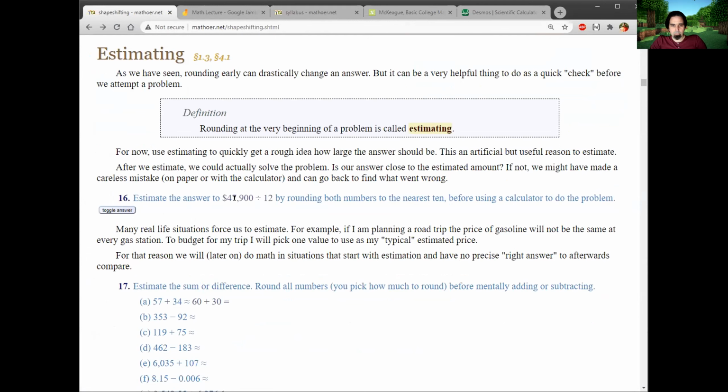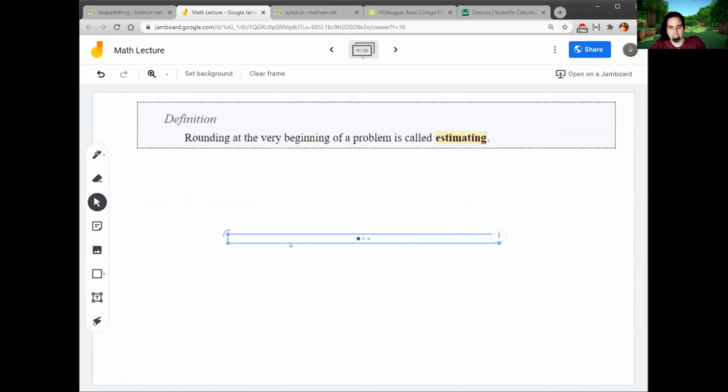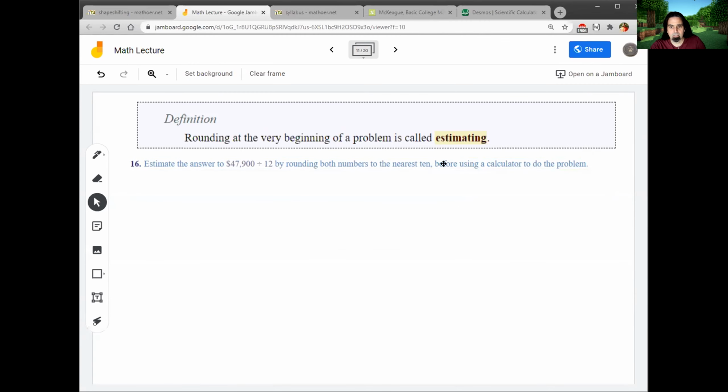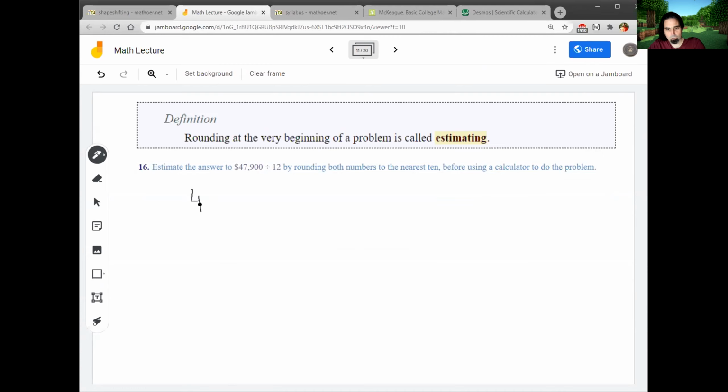So what is 47,900 divided by 12? I can't do that in my head. But if I estimated, then I could. That's too small, I'm sorry, but I'm about to write it bigger, so it will be okay. So 47,900. If I'm rounding to the nearest 10, this is already rounded to the tens. The 12 would just become a 10. Who remembers the shortcut for dividing by 10?